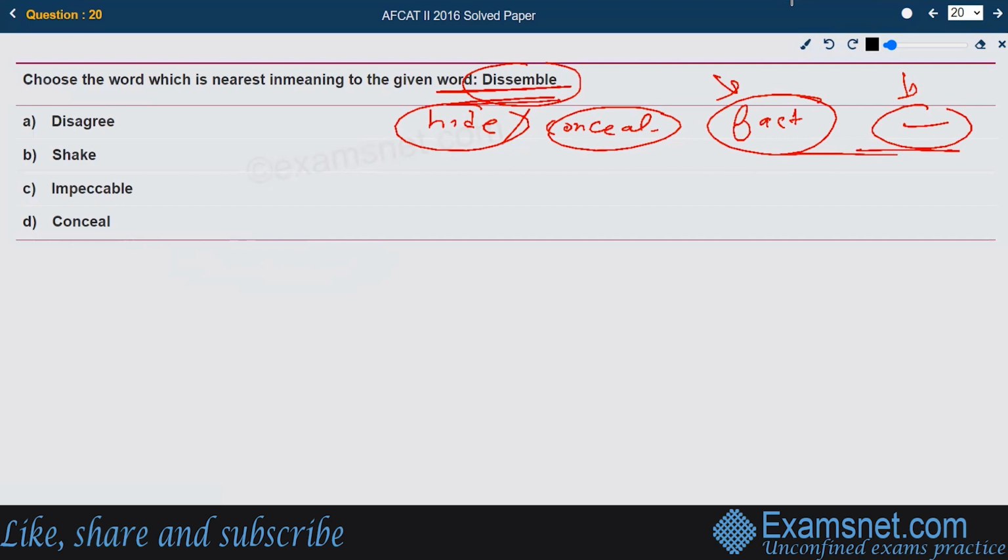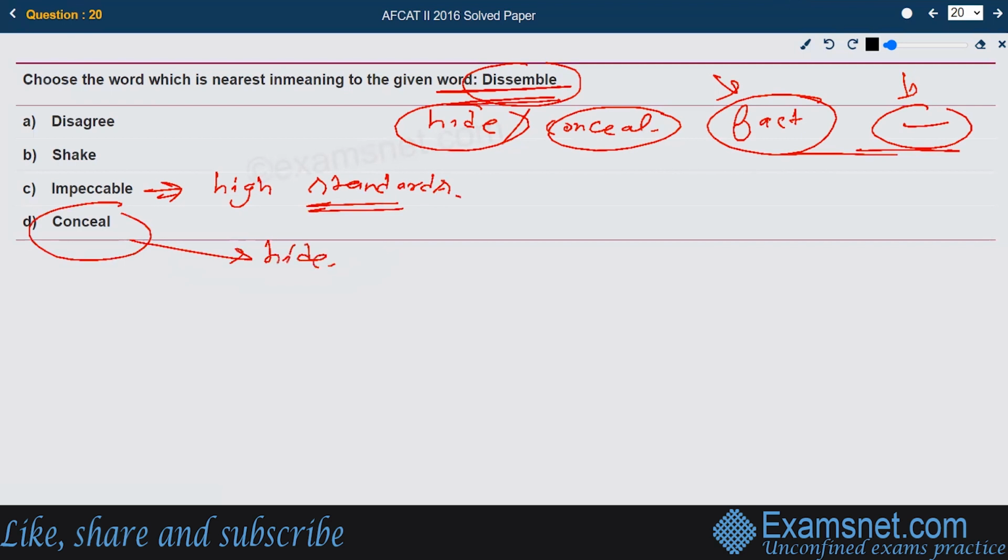Disagree, that is if you don't agree. Shake, that is to move something. Impeccable, the word impeccable means something of very high standards. Okay, conceal, which means hide a fact, that's what dissemble also means. So the right answer is option D, conceal, that is to hide a fact or a human being. That is the right answer.